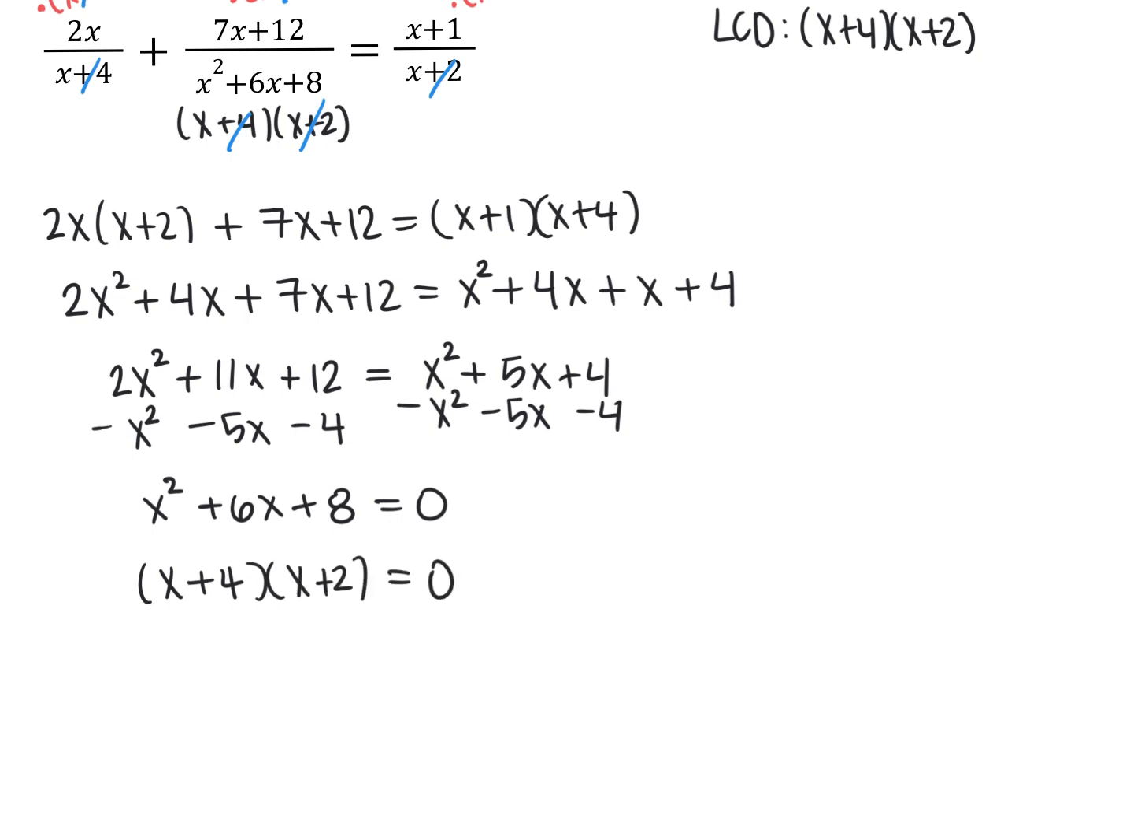And one thing I could notice straight away is x plus 2 times x plus 4 is my LCD, which means I'm definitely going to have values that make my denominator 0. So I don't even have to solve for x because I know neither of these solutions are going to work because at least one denominator is going to be equal to 0. So when both of them end up canceling, the answer is no solution.